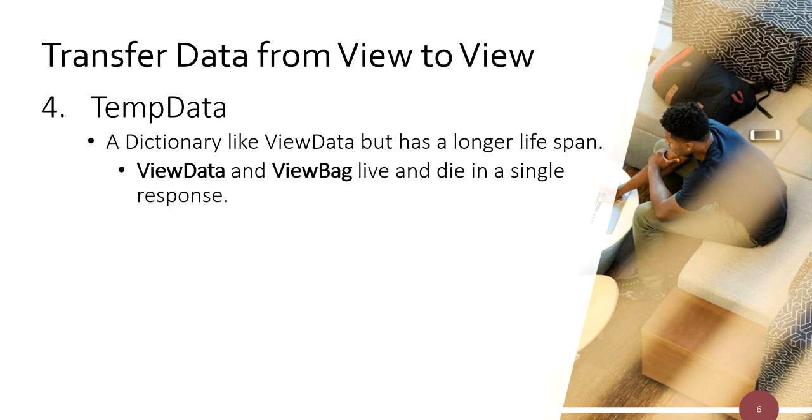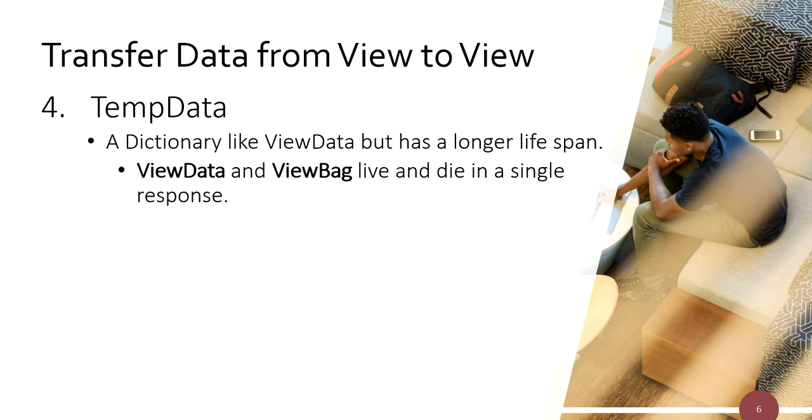Okay, well, so far so good. We actually have seen both of those. We've talked about and highlighted the fact that we have strongly typed views. We have a model directive. We've seen view data and view bag used before. What is this guy? Well, here's a third mechanism we have for transferring data from view to view.